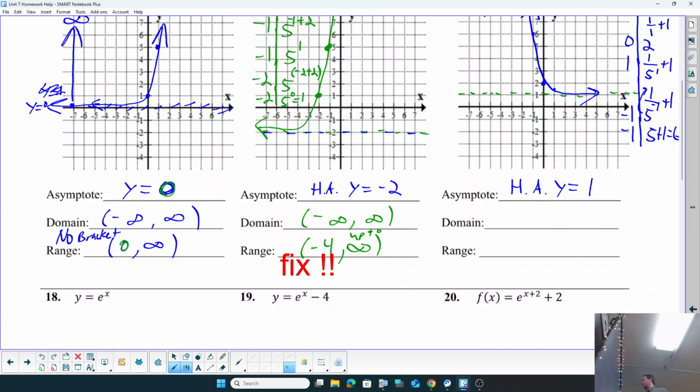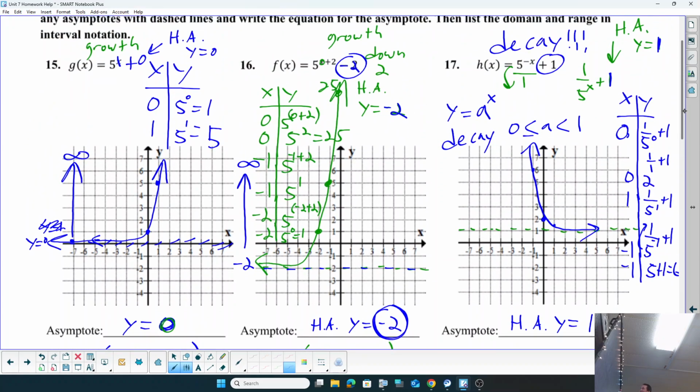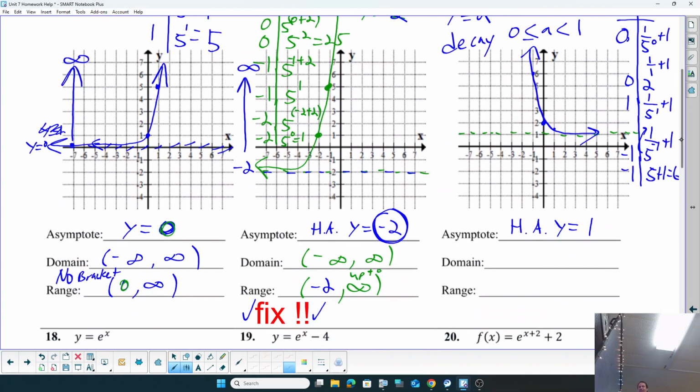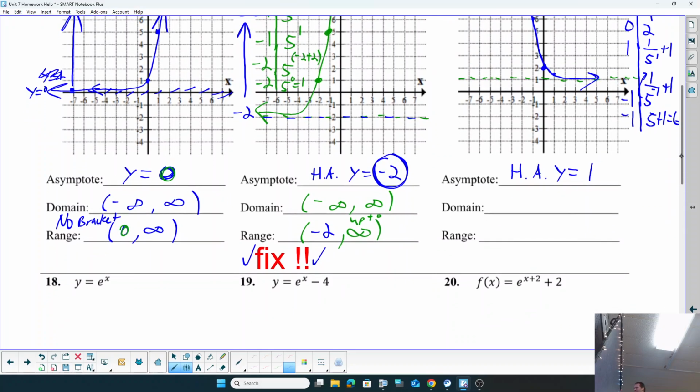And so -4 to infinity is wrong because the range is actually at the horizontal asymptote of -2. And so we're going from -2 to infinity. So this should actually be -2 to infinity. Yeah, I fixed it. Check. So that was for problem number 16, which will be on Canvas. I wanted to make sure I fixed that for you.